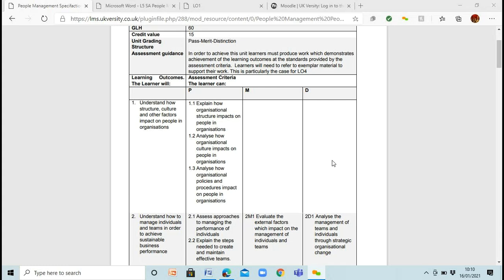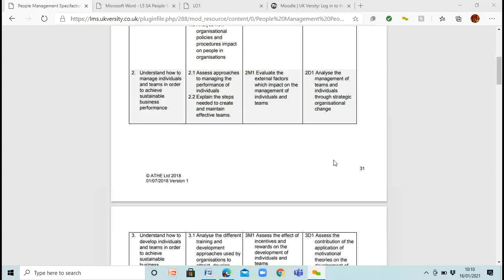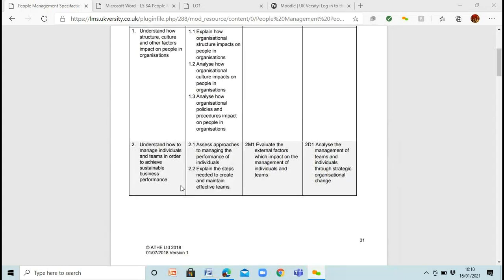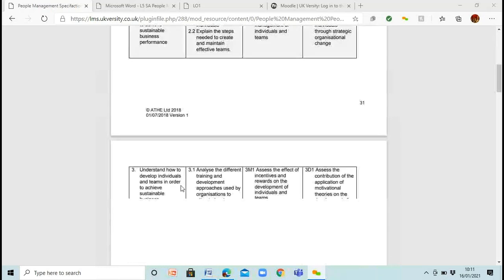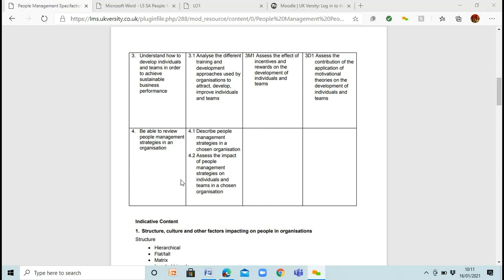Now, we're going to be looking at understand how structure, culture, and other factors impact on people in organizations today. But we'll have a quick scroll through what other learning outcomes there are. So we have Learning Outcome 2, which is understand how to manage individuals and teams in order to achieve sustainable business performance. Learning Outcome 3 is understand how to develop individuals and teams in order to achieve sustainable business performance.